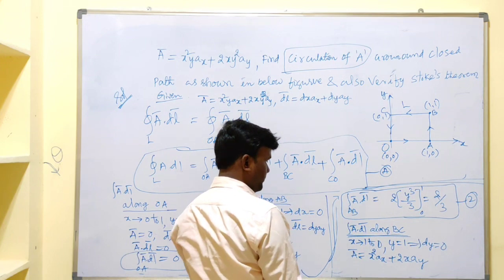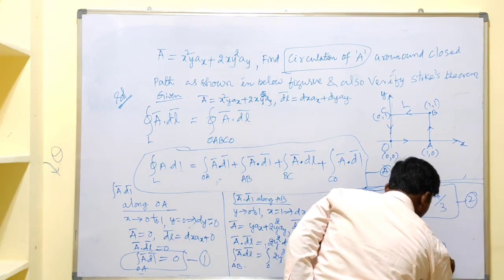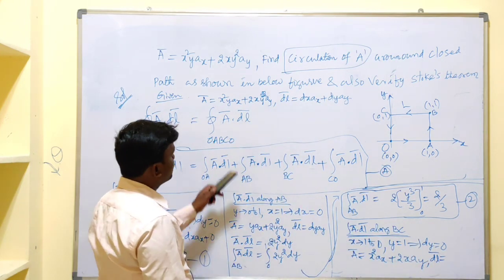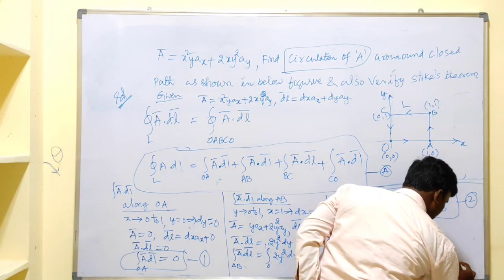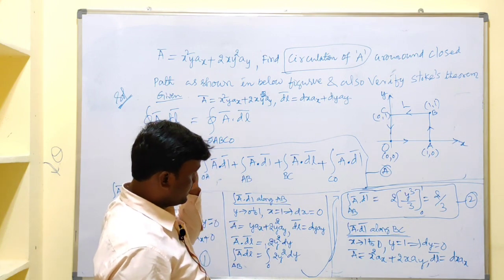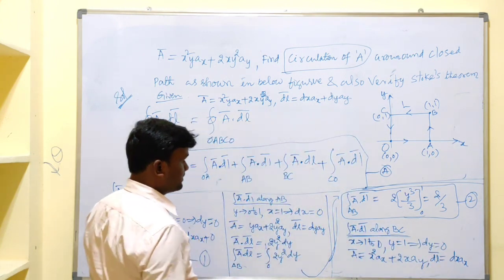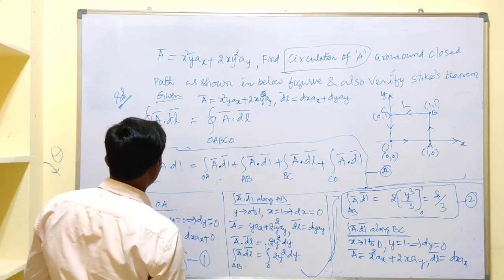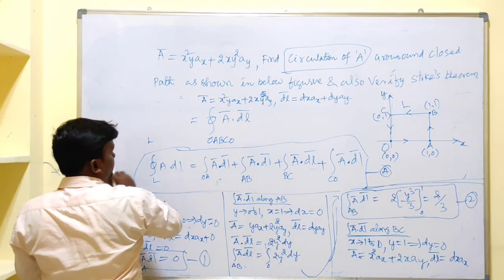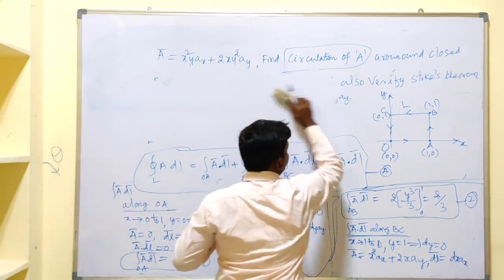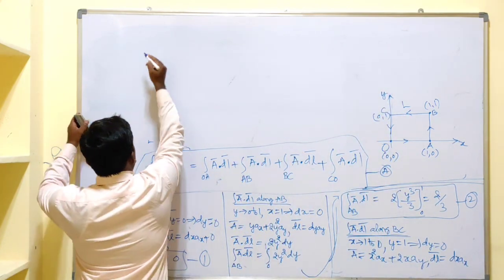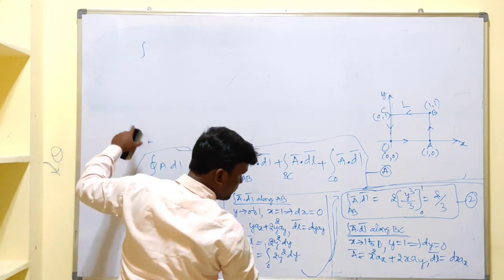And what about dl bar? I am writing here itself dl bar. What is dl bar? Dl bar means you need to go for this dy and dx. X is variable, so that is dx ax, because it is variable. And what about y? Y is 1, dy is 0. Now find that a bar dot dl bar.